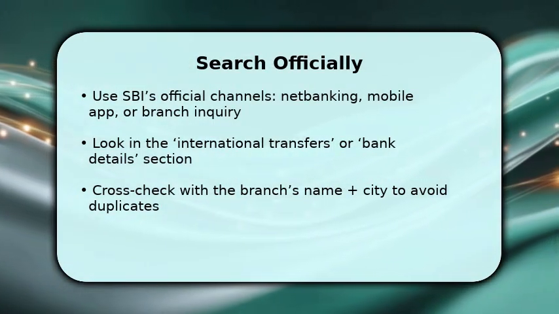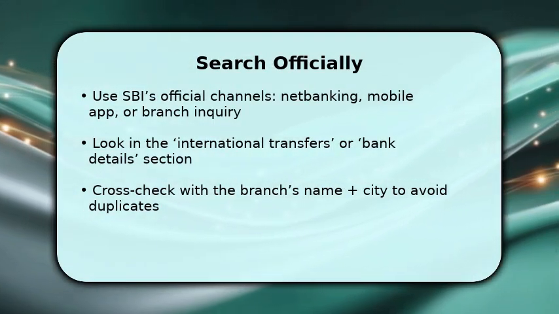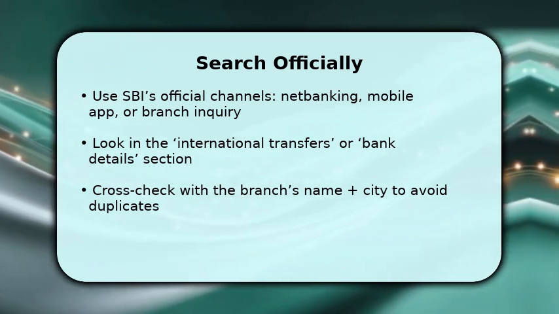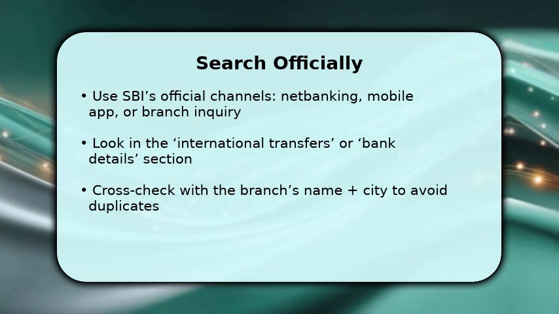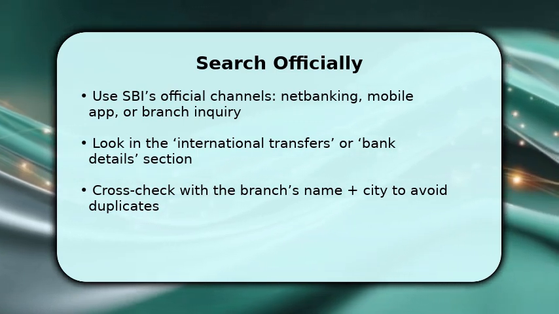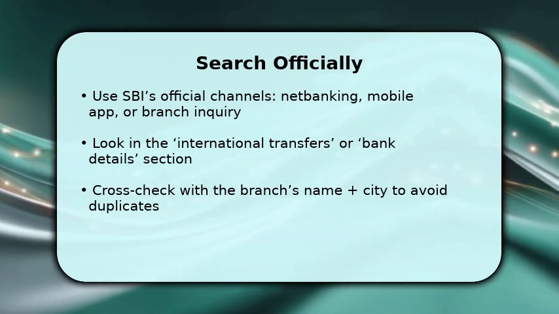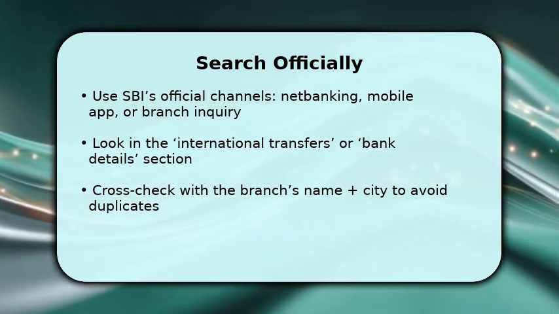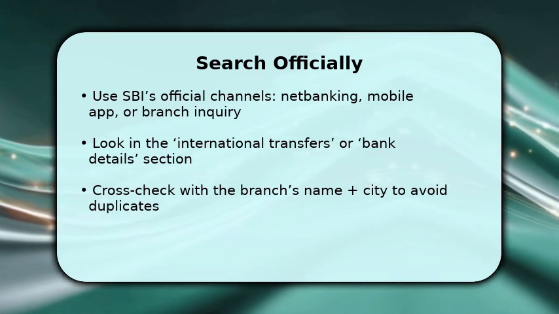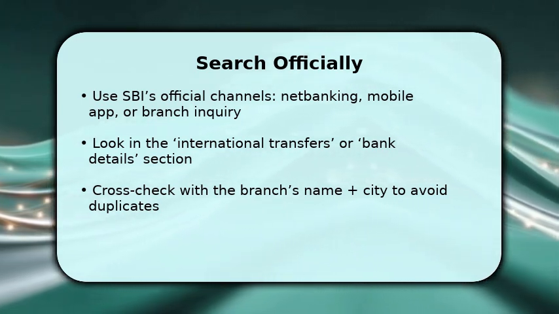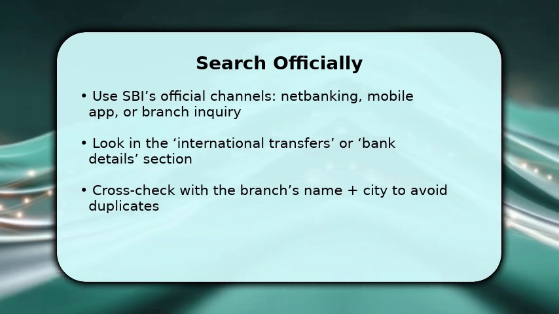Log into net banking or the SBI mobile app and navigate to the international transfers or bank details area because those pages list SWIFT codes. If you prefer human help, call the branch using the number on your statement. Ask them to confirm the SWIFT/BIC for that exact branch. Make sure to match the branch name plus city. Many banks use one SWIFT for a group of branches, so precise matching avoids choosing an incorrect routing code.